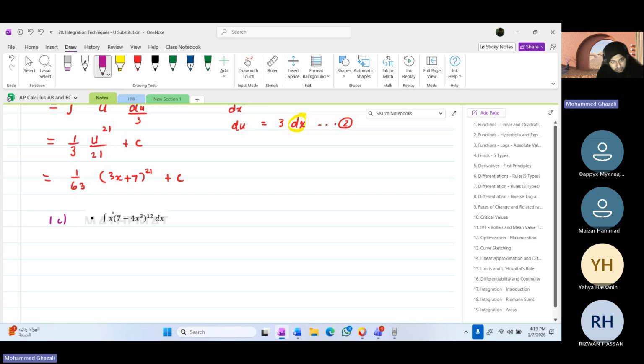So I made a mistake here. It should be x squared over here, right? Look at this function here. Should be x squared. Now, see if the derivative appears in the integral. So the bigger function is 7 minus 4x cubed. You can make that equal to u.